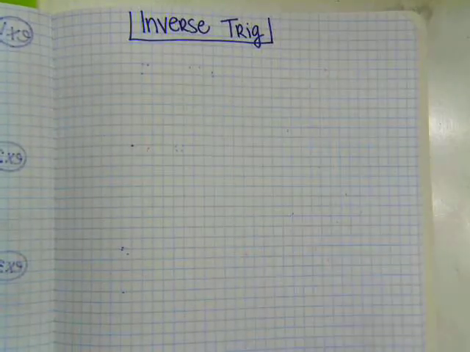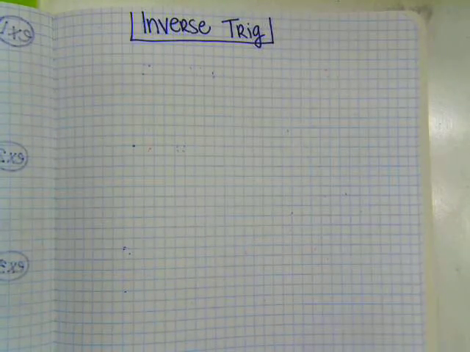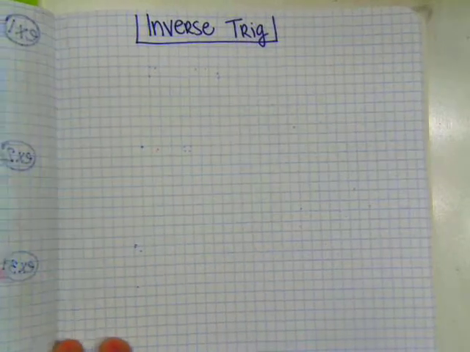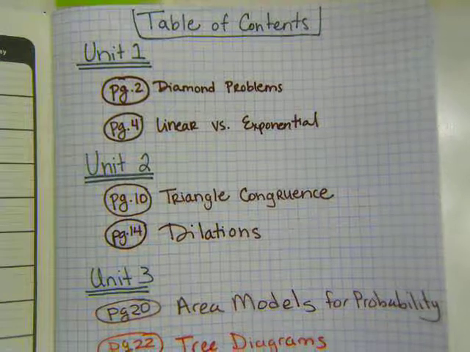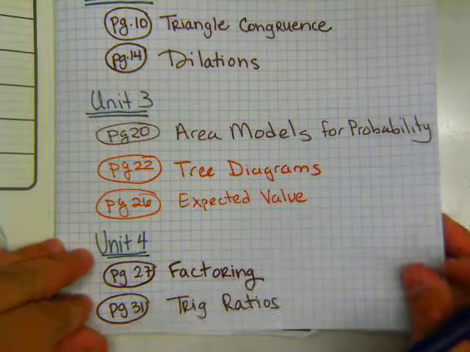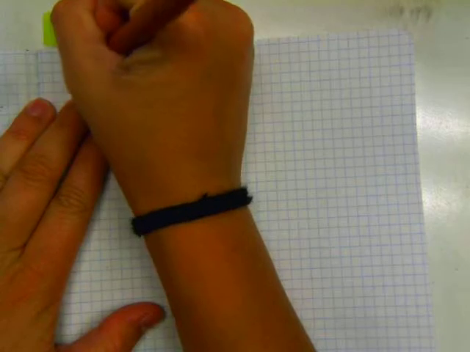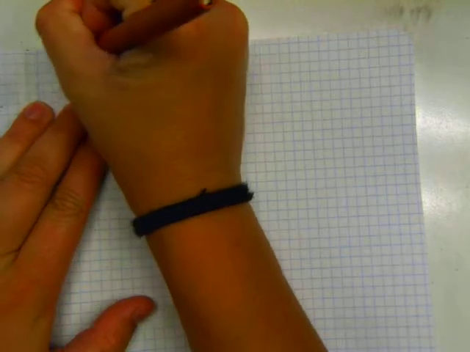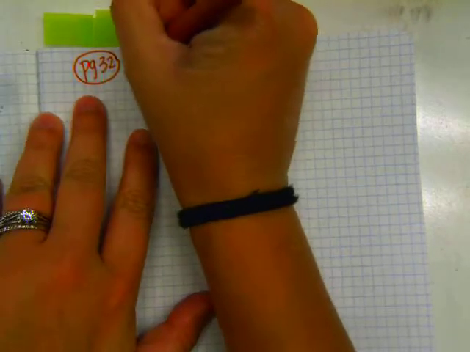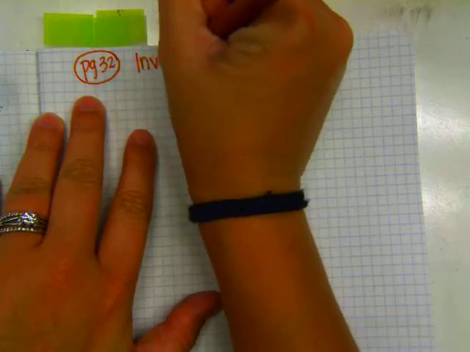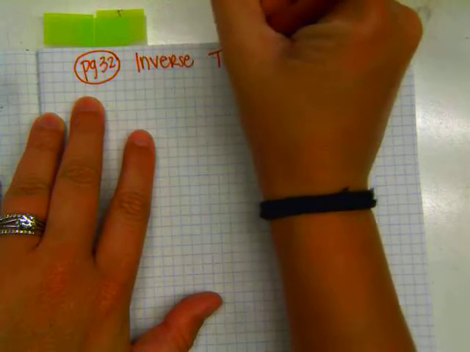And this is going to be page 32. We will be writing this in our table of contents. I ran out of room on my first page of my table of contents, so I'm going to go ahead and flip it. And this is going to be on page 32. Inverse trig.